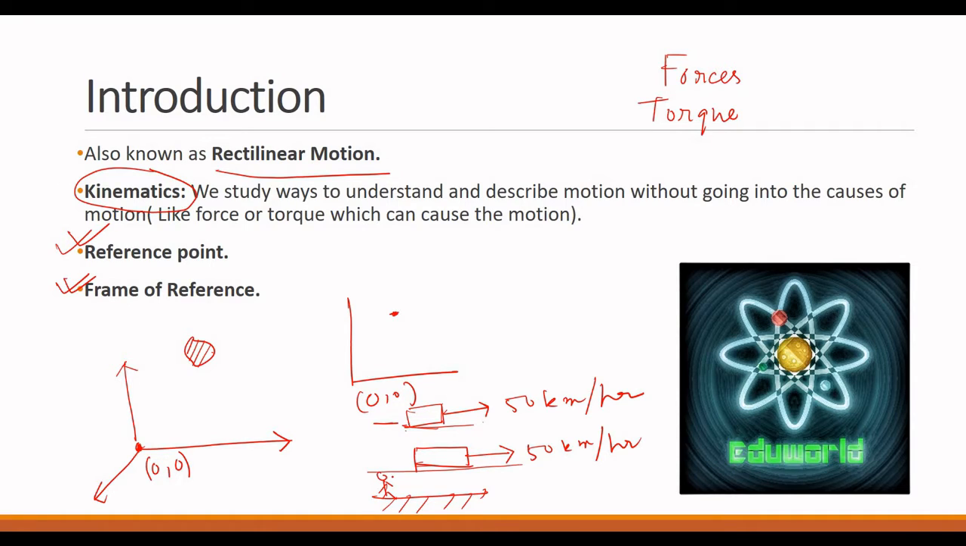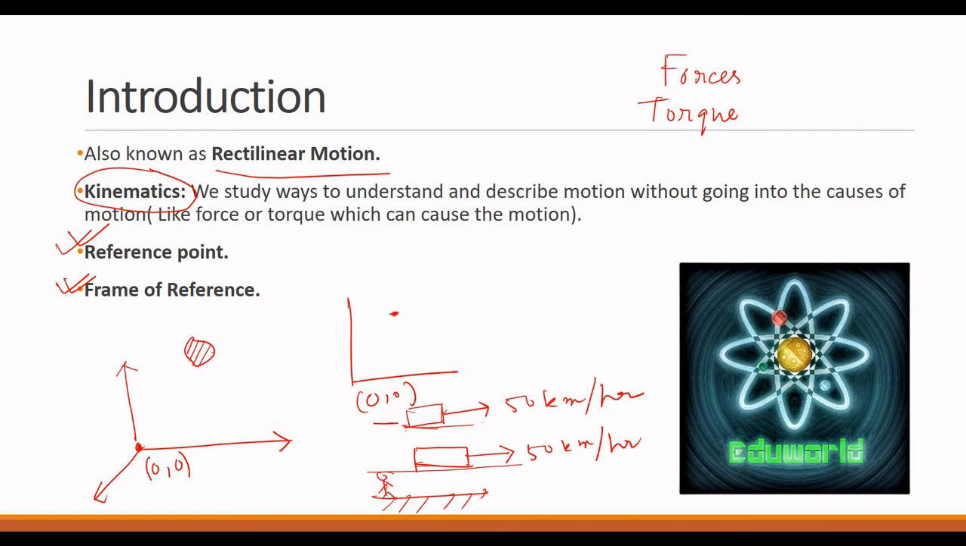So here the reference frame for the person standing on the platform is the platform. The people who are in train 1, the reference frame for them is train 1, and the people in train 2, the reference frame for them is train 2.